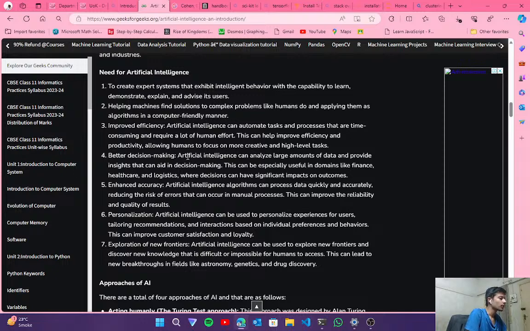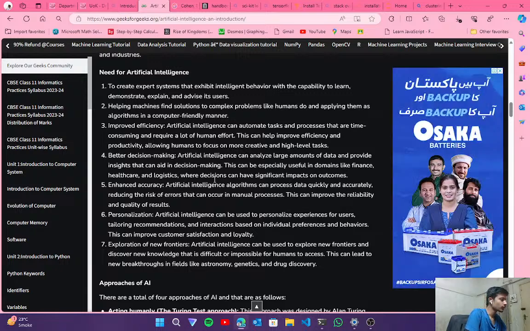Better decision making. AI can analyze large amounts of data and provide insights that can aid in decision making. This can be especially useful in domains like finance, healthcare and logistics, where decisions can have significant impact on outcomes. Enhanced accuracy. AI algorithms can process data quickly and accurately.